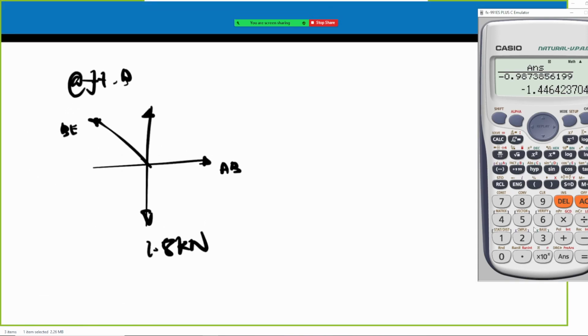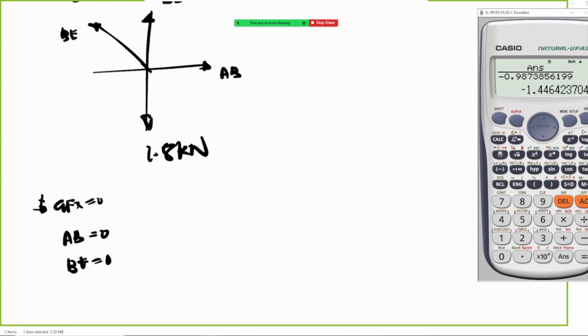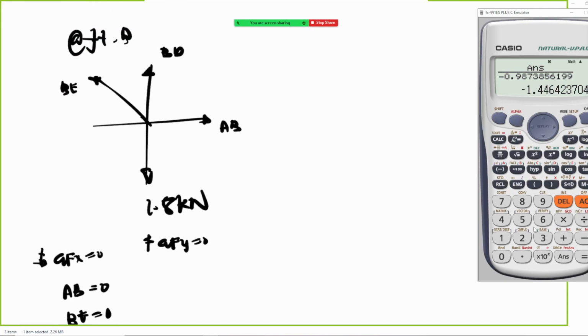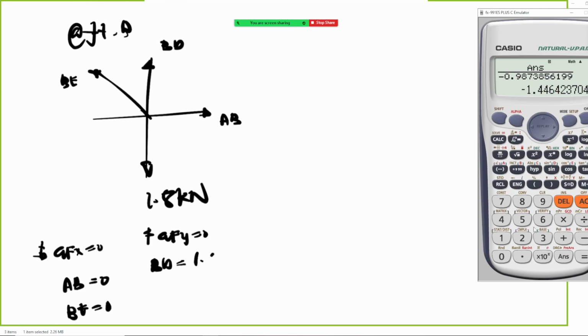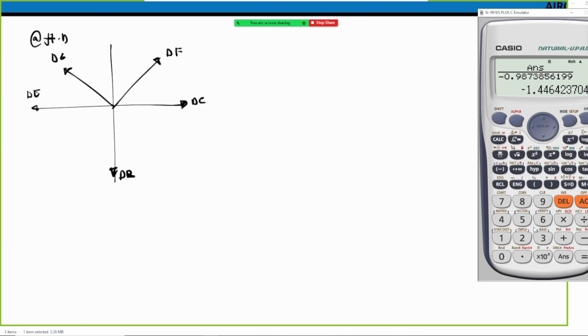This one is BD. By summation forces X, no, is equal to 0, going right is positive. And AB is 0, therefore BE is equal to 0. And summation forces Y is equal to 0, going up is positive. BD is equal to 1.8 kilonewton. Okay? So we have DB or BD dito. No, this one is 1.8 kilonewton. Okay? By summation forces Y, makukuha na natin yung DG.